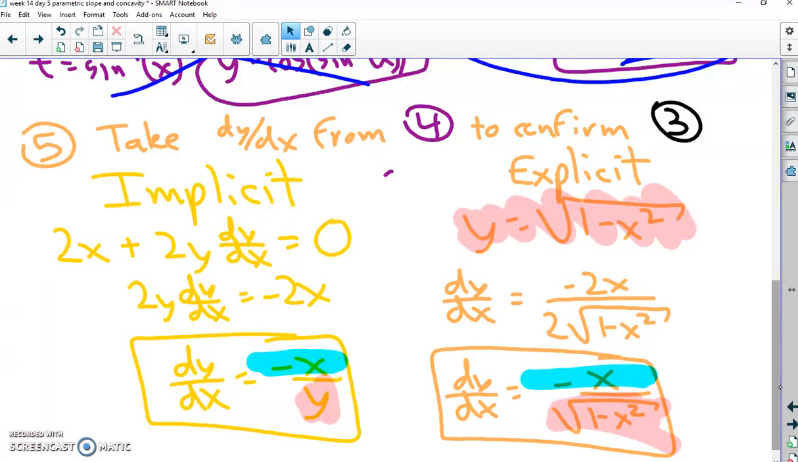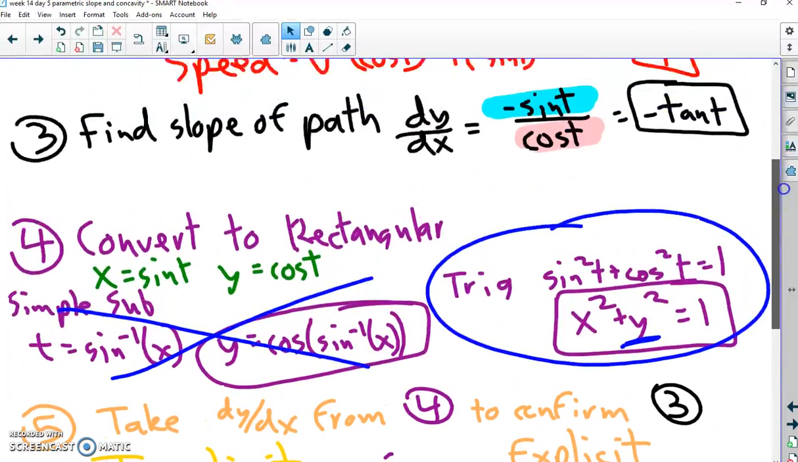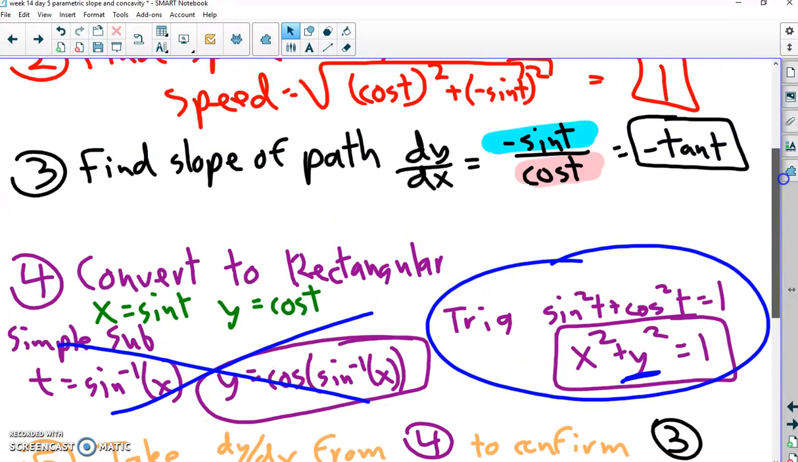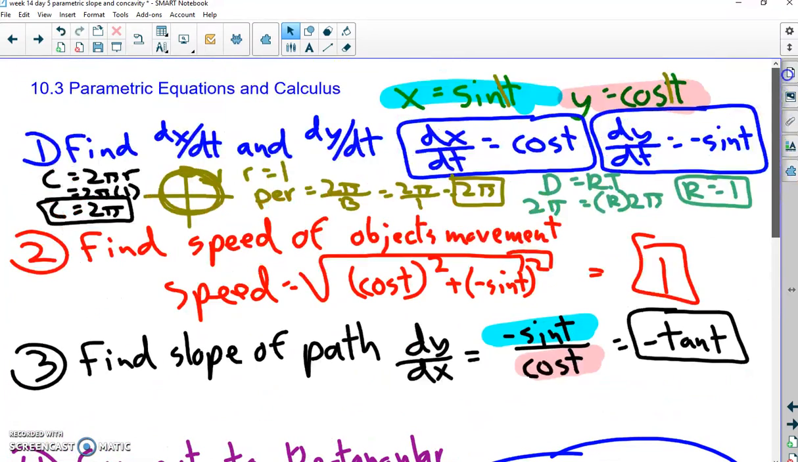And the whole thing with implicit is, remember, anytime you take the derivative of y, you get a y prime out of that. Now I'm starting to highlight lots of things here. dy/dx is negative x over y. dy/dx is negative x over that chunk, but that chunk is y. And up here I highlighted the same colors on negative sine t over cosine t, because who is sine t? Way up top, who's sine t? x. That's negative x. Who's the cosine of t? y.